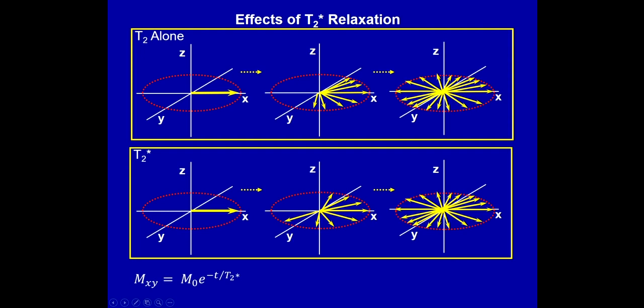So here we have T2 alone. Maybe this is a long T2, but some dephasing will inevitably occur. Now we take some inhomogeneity, and we still have this stuff from the top going on, but now imagine you have an image pixel, and this image pixel is somewhere near a person's ear canal. There's an interface between the air that's in the ear canal and the bone and the brain.